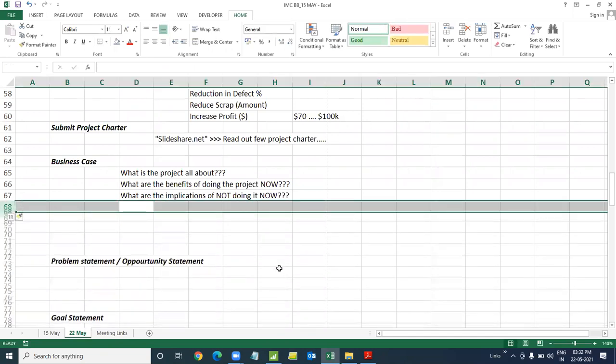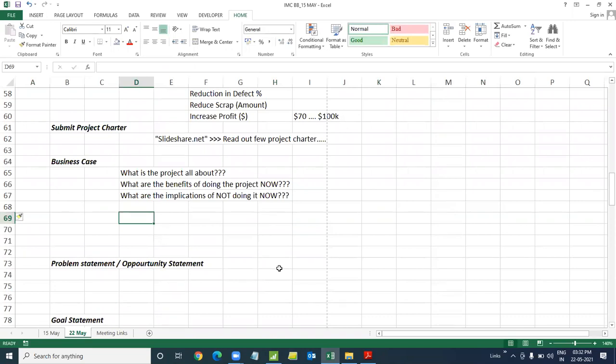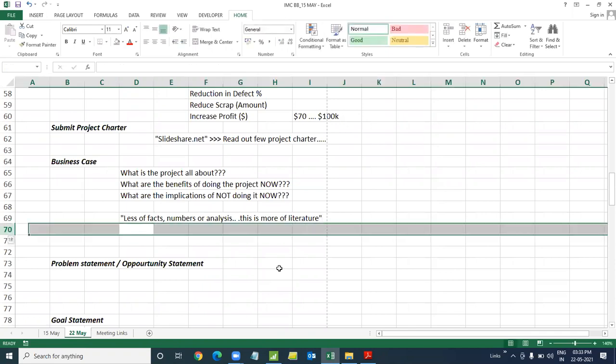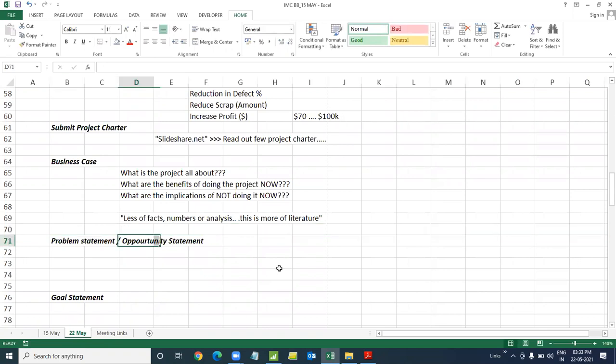What would you suffer? Bottom line, for anyone writing and reading a business case, the champion or the sponsor will be looking for these three answers. If your business case has answers to these questions, you've written a good business case. Remember one thing, this is less of facts, numbers, or analysis. This is more of literature, basically a small paragraph, not too much into it. Bottom line, it is less of facts and figures.